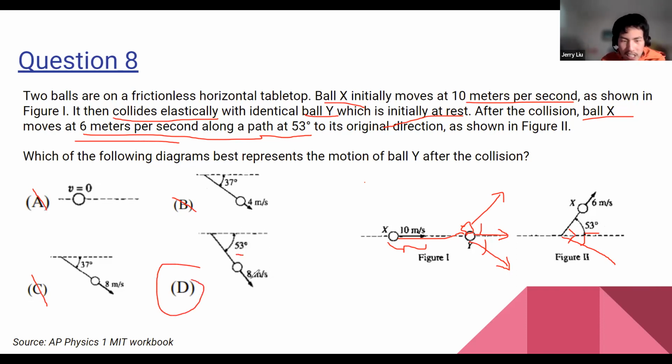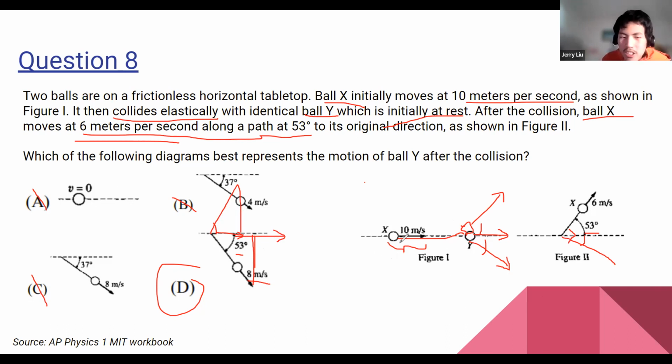We already know why this is 53 degrees. And for the 8 meters per second, you would just simply analyze this with respect to the X component. So the Y components here have to be the same. This 6 cosine 53 has to be the same as this. And then this has to be the same. So this extra X vector has to be 10 minus this 6.